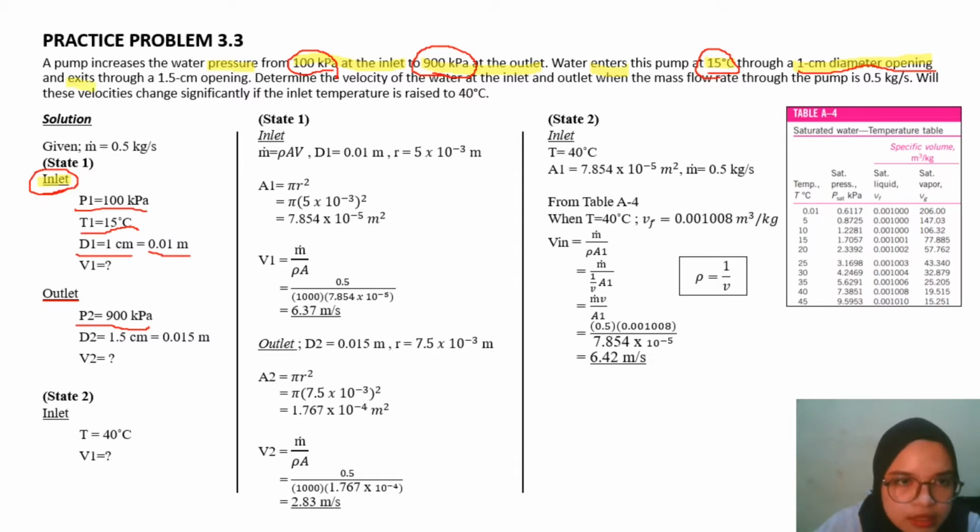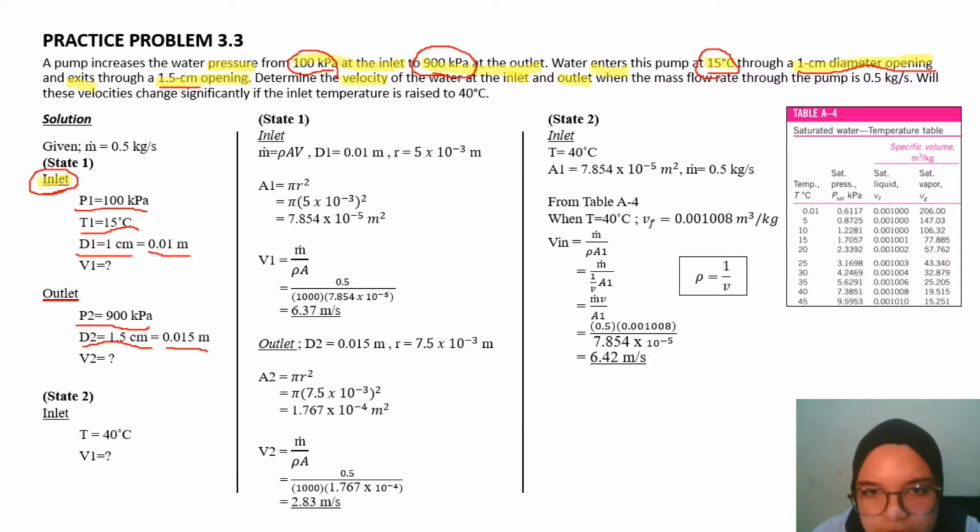And exits. Exit means outlet. Exit through a 1.5 centimeter opening. So here the 1.5 centimeter opening, we take as D2, which is 1.5 centimeter, and then we convert it to 0.015 meter because we want to use meters when we do the calculation later.